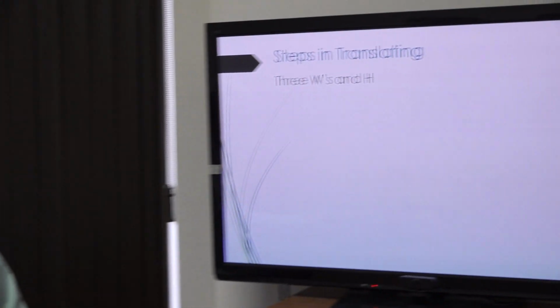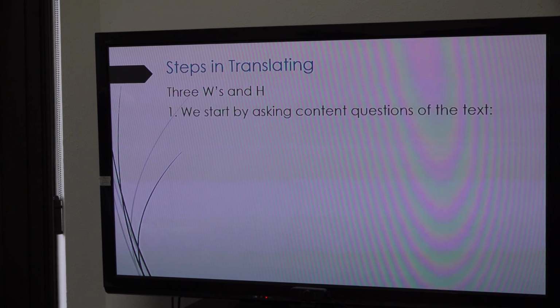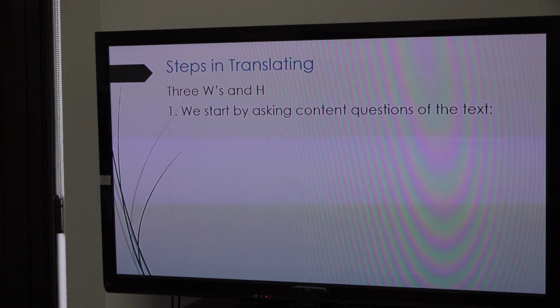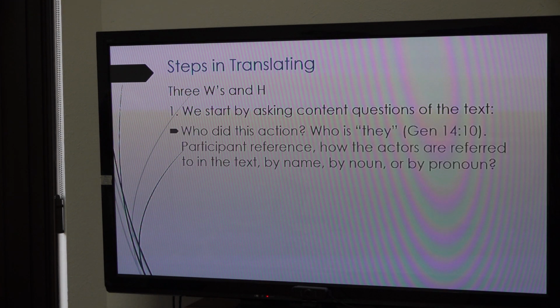Sorry, that should be 5 W's and the H. I'll correct that in my slide. 5 W's and the H. You start by asking questions of the text. So look at the text and we start asking ourselves, do I understand this text? And so what do we ask? We ask, well, who? Who did this action? Who is the they? Remember, we ran into that problem in Genesis 14:10. They fell in the tar pits and they escaped to the hills. Who was the they in that particular passage?